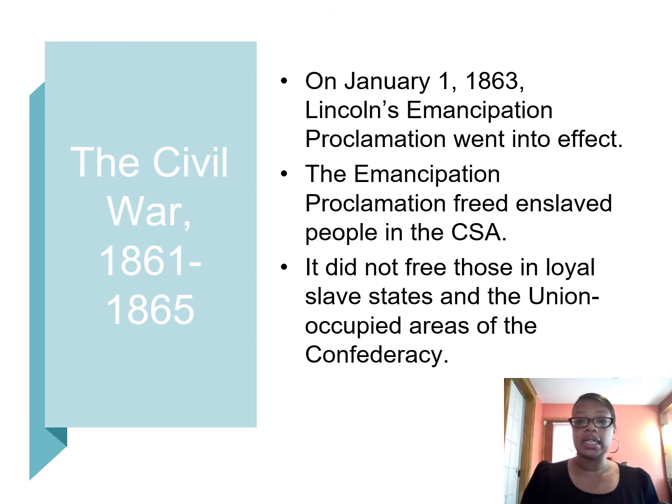On January 1st, 1863, Lincoln's Emancipation Proclamation went into effect. The Emancipation Proclamation freed enslaved people in the Confederate States of America. Note that it did not free slaves in those four border states, or those four slave states that remained loyal to the Union. So again, it freed slaves in the Confederate States of America, but did not free those in Delaware, Missouri, Maryland, and Kentucky.